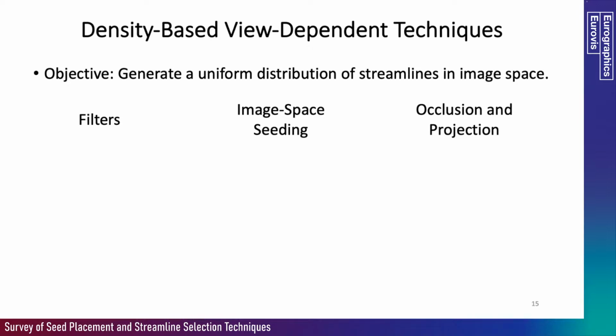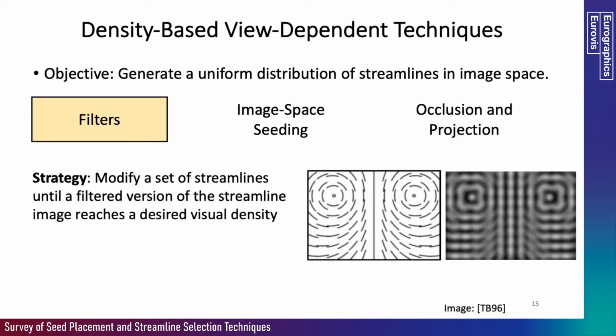The next subclass is view-dependent techniques. The objective of these techniques is to generate a uniform distribution of streamlines in image space, and there are three subclasses of strategies: use of filters, image space seeding, and the use of occlusion and projection. The use of filters were among the first efforts at generating aesthetically pleasing sets of streamlines.